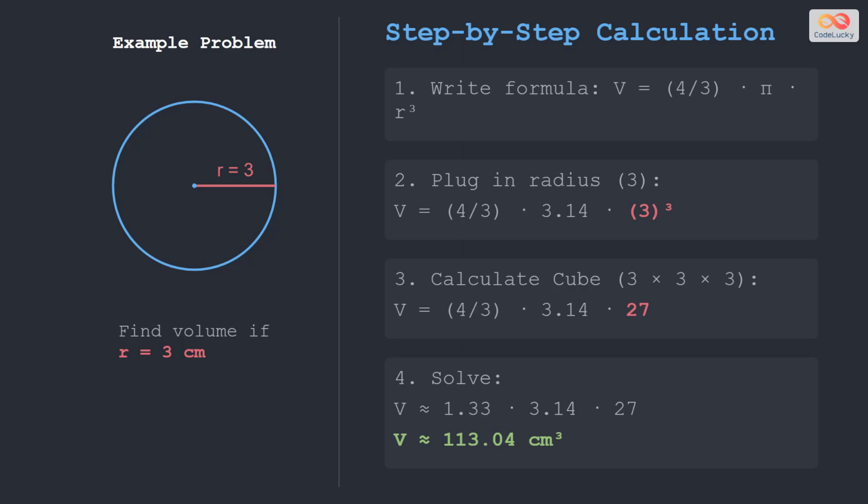Let us try an example. Suppose we have a sphere with a radius of 3 centimeters. We plug 3 into our formula. 3 cubed is 27. We then multiply 4/3 by 3.14 by 27. The result is approximately 113.04 cubic centimeters.